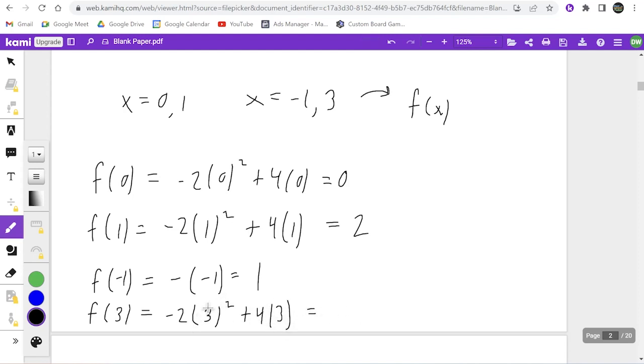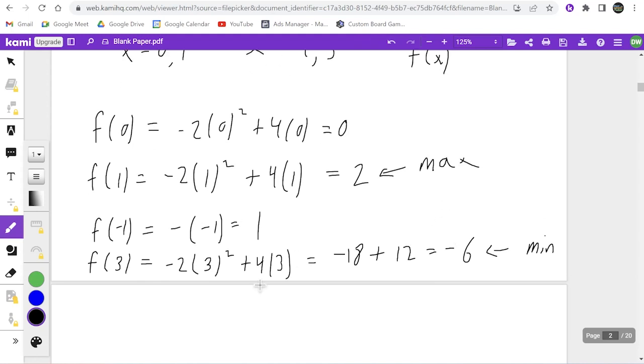3 squared is 9. 9 times -2 is -18. And then plus 4 times 3 is 12. It looks like I'm going to get an answer of negative 6 there. And looking at my 4 answers, it looks like negative 6 is my minimum. It's the smallest number. And the highest number is 2, so that's my maximum.